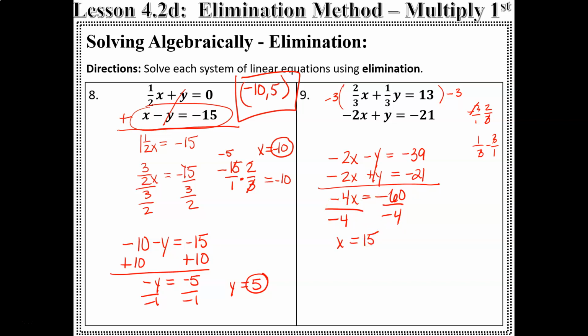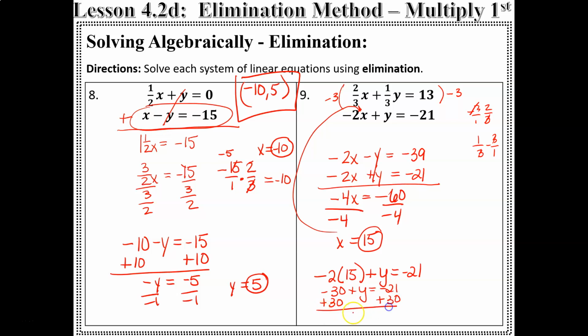So I think I'm not going to mess with the fractions. I'm going to plug that into the one without the fractions. So I have -2. Instead of the x, I put in 15 plus y equals -21. So I have -30 plus y equals -21. I'm going to add 30 each side, and then y is 9. So I have 15, 9 for my answer.